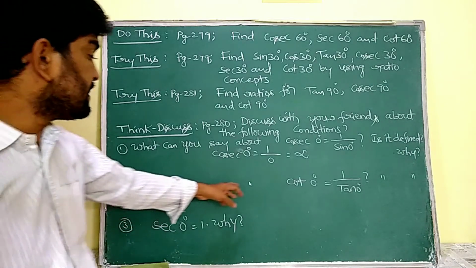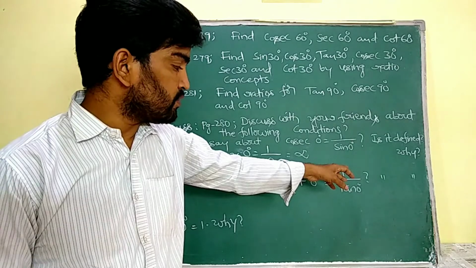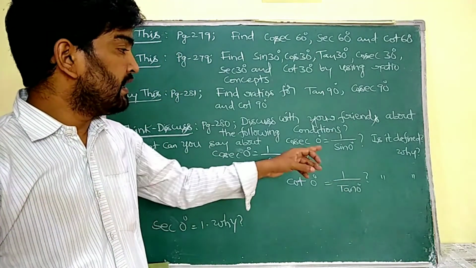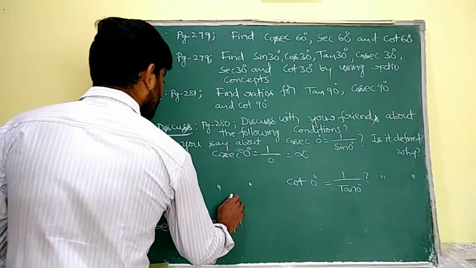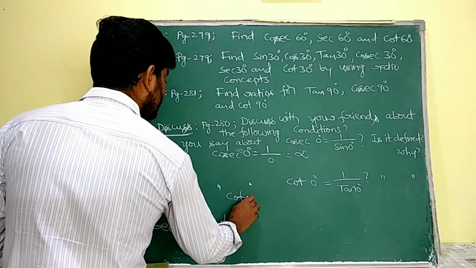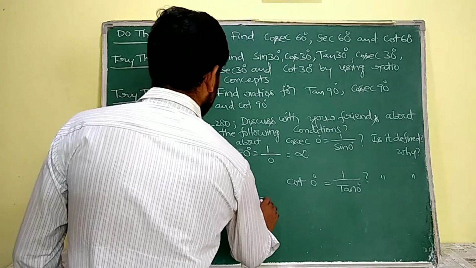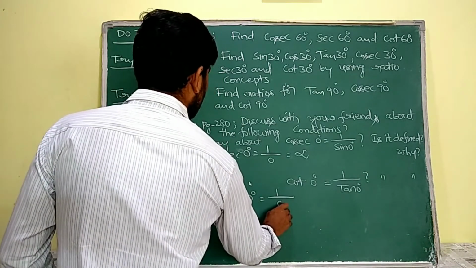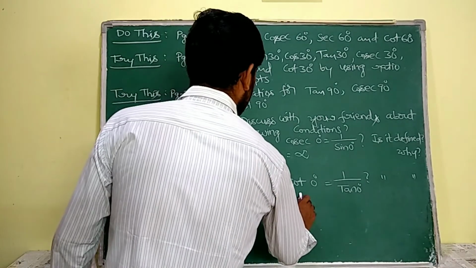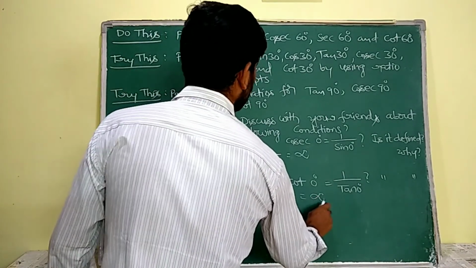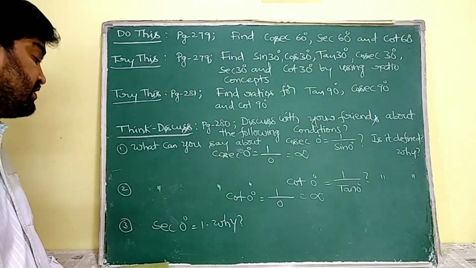Similarly, what can you say about cot 0 is equal to 1 by tan 0? Is it defined? Why? Yes, cot 0 is equal to 1 by tan 0 because cot and tan are reciprocal to each other. Then tan 0 is 0, and 1 by 0 means undefined. So here your answer is not defined, because the denominator is 0.